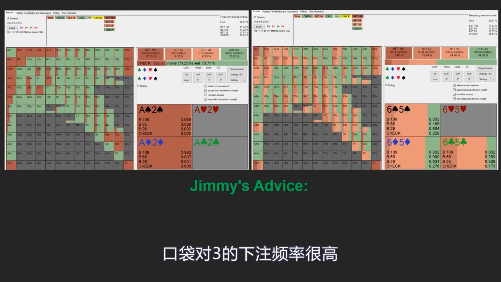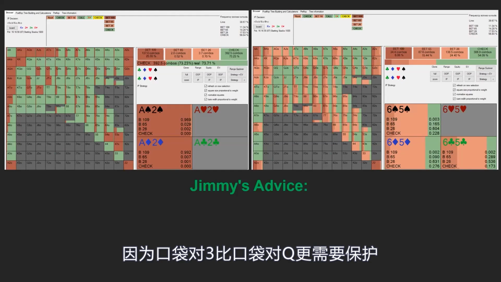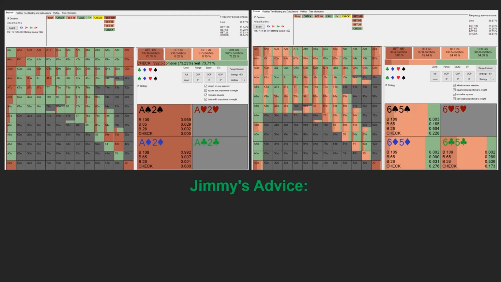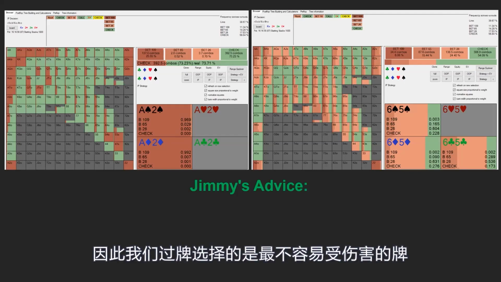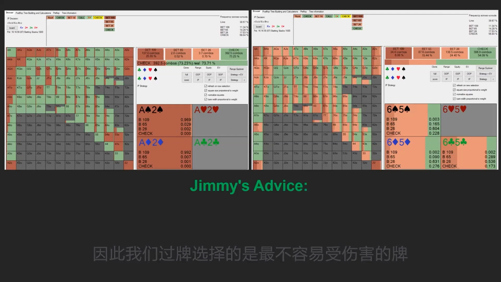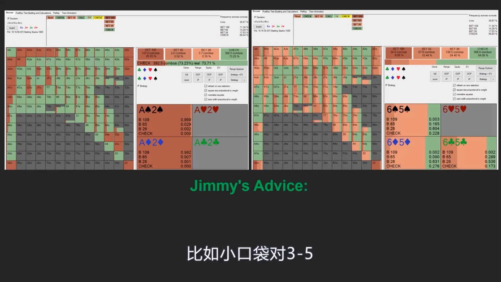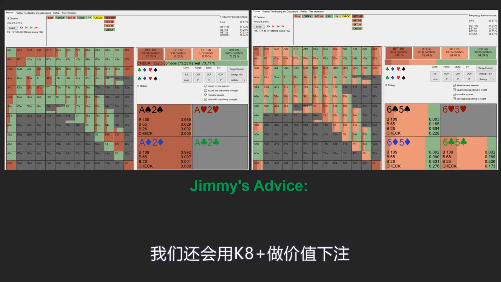Also, take note that pocket 3s will get bet at a higher frequency than pocket queens. Why? Because pocket 3s needs a lot more protection than pocket queens, for example. So the lower pocket pairs like 3s, 4s, 5s, 6s get bet at a higher frequency than 10s, jacks, and queens. The hands that we're going to be checking are the less vulnerable pocket pairs like 10s, jacks, and queens, and the more vulnerable ones, the 3s, 4s, 5s, get bet at a high frequency. And then we can still bet hands like king 8 plus for value, and check our really bad kings and that type of stuff.